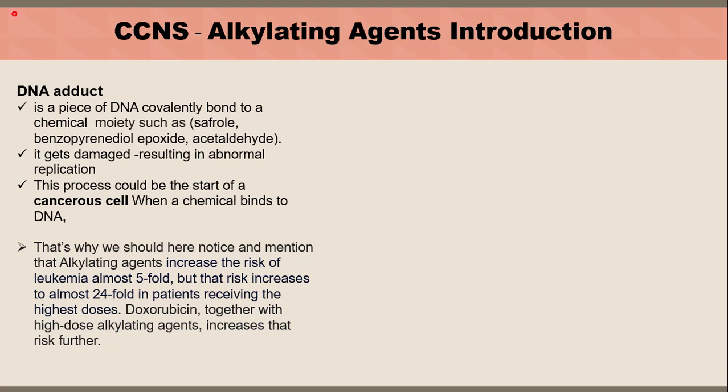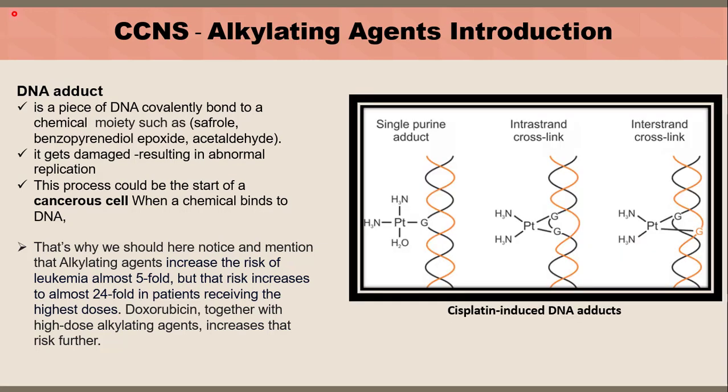To make the idea of a DNA adduct a crystal clear notion, it is easily elucidated here in the graph explaining cisplatin-induced DNA adducts. Cisplatin, which is an alkylating agent, is covalently bound with a guanine nucleotide base in only a single strand of DNA to form a single purine adduct. An intrastrand crosslink is formed when cisplatin covalently bonds with 2 guanines in only one strand of the DNA. An interstrand crosslink can be formed if cisplatin covalently bonds with 2 guanines on the 2 strands of the DNA.